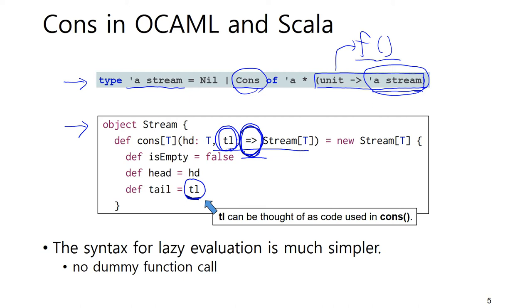To summarize, the syntax for lazy evaluation is much simpler in Scala because we eliminated the need for this dummy function call, like this one, in Scala programming, because we have this built-in support for lazy evaluation. That's the reason behind why the implementation of streams in Scala is much simpler.